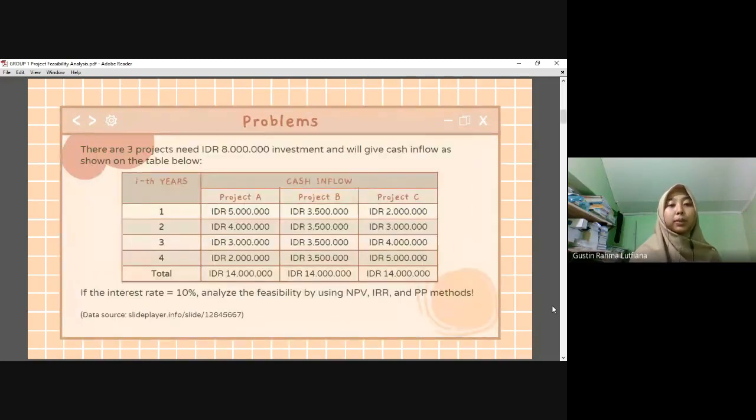And this is the problem of our task. There are three projects that need 8 million rupiah investment and will give cash inflow as shown in the table below. There are 4 years, the first year, second year, third year, and fourth year, and the cash inflow is shown in the table. If the interest rate is 10%, analyze the feasibility by using NPV, IRR, and PP methods.